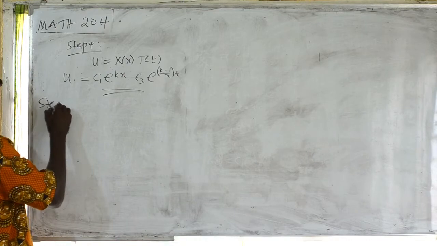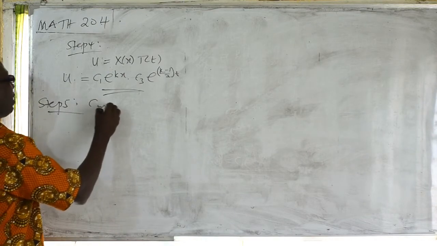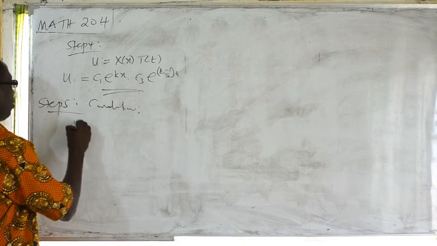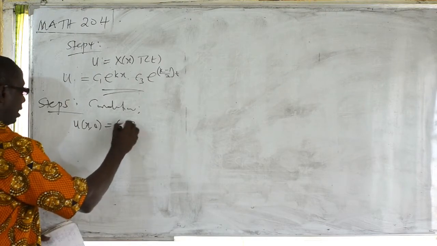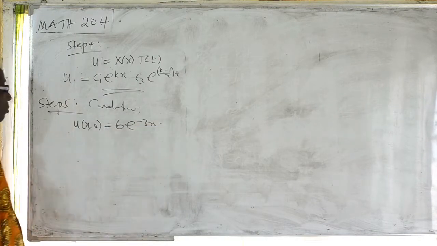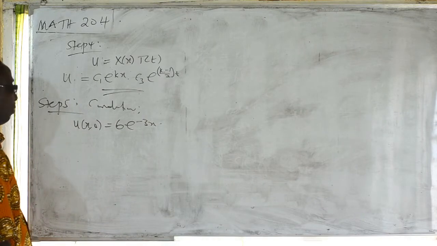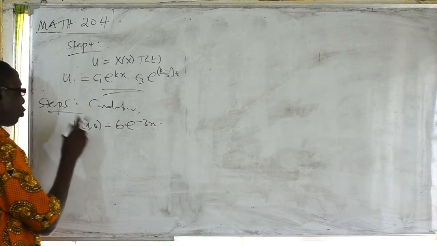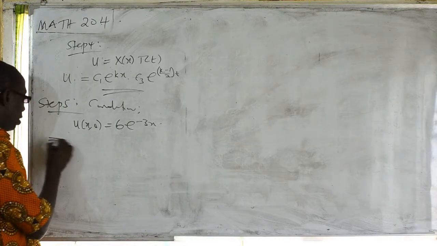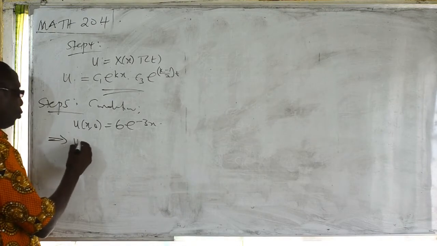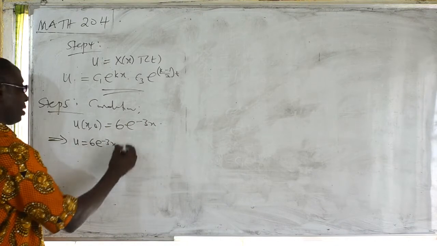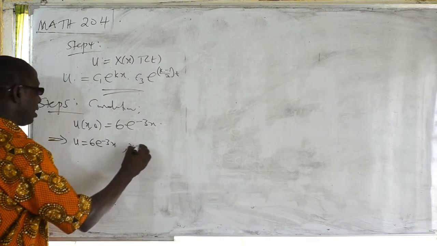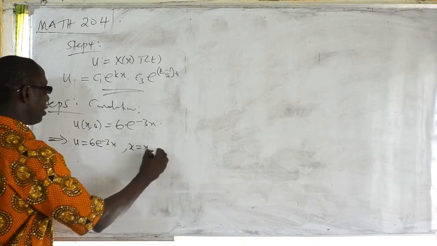Now, step 5, there was a condition given. The condition says u of x,0 is equal to 6e to the minus 3x. Now, I remember I told you something about the condition. This statement means that u is equal to 6e to the minus 3x. U is equal to this. The first one, x is equal to x. The second one, t is equal to 0.